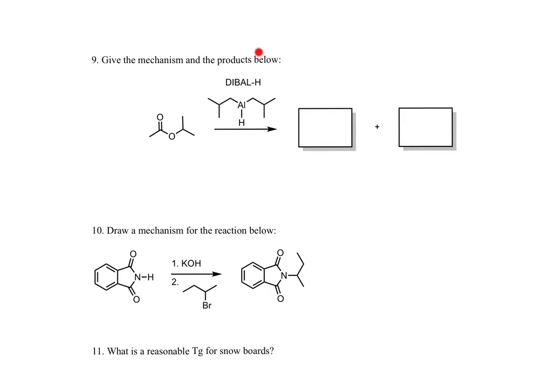For this one, give the mechanism and products for this reaction. So this, at some level, you just got to kind of know what's going on. DIBAL-H and ester. So this is the reaction we learned. DIBAL-H turns esters into aldehydes. So that means I automatically know this is one of the products. Done. And actually, you could know the other product.